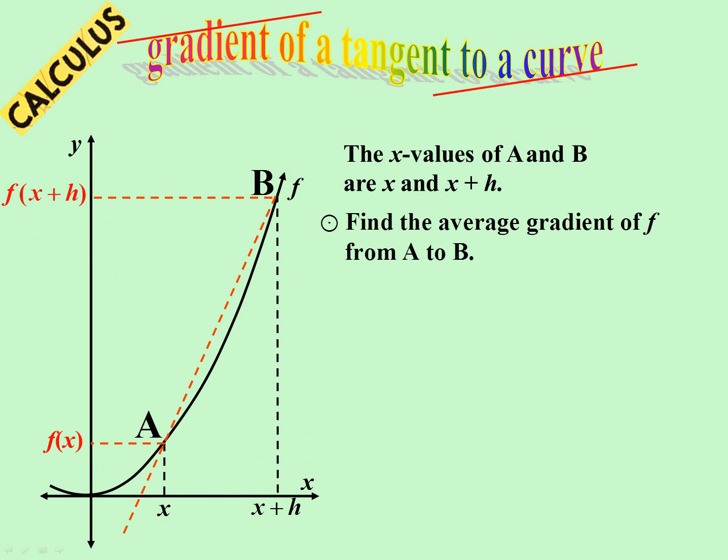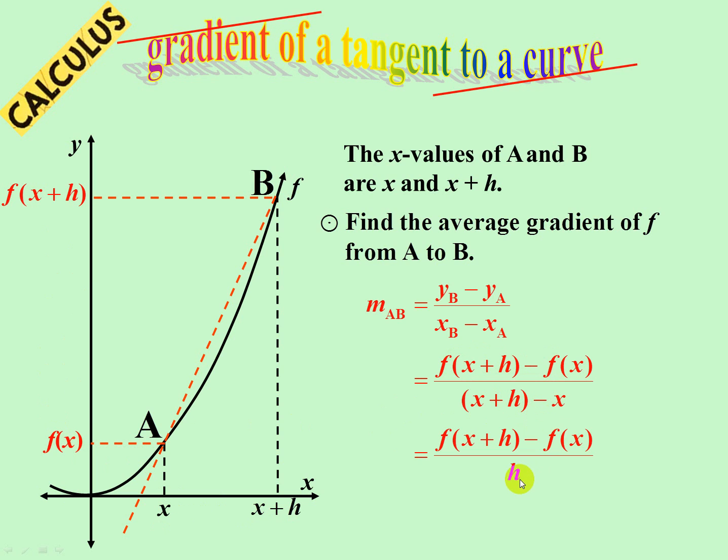Find the average gradient of f from a to b. Well, we're going to take that y minus this y over that x minus this x. Now that we cannot simplify anymore as long as we don't know the function, but that we can simplify. So therefore, on the bottom line, we're going to have just h. There's a formula for the average gradient of a curve.